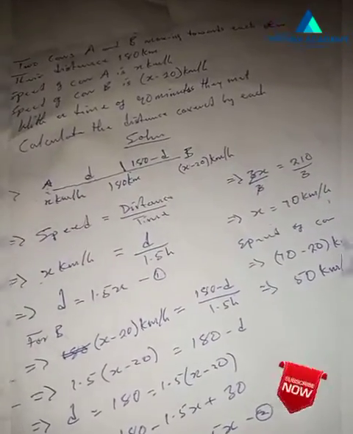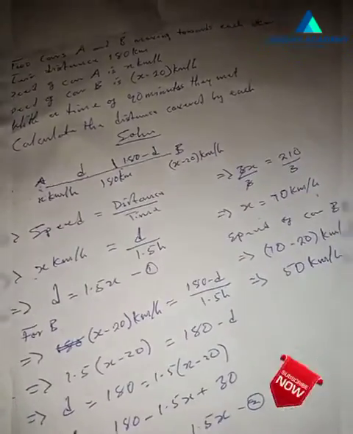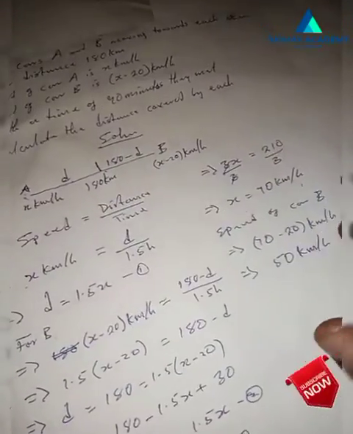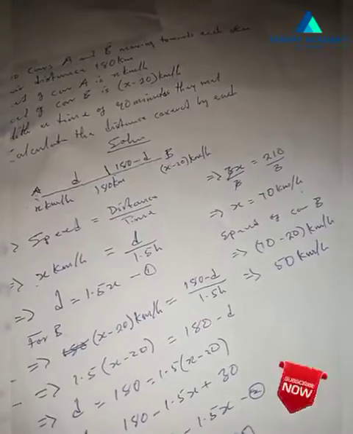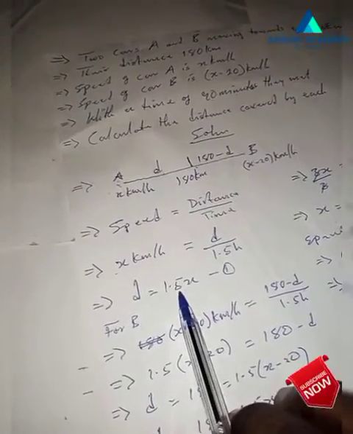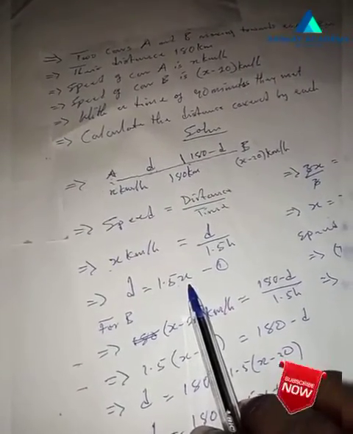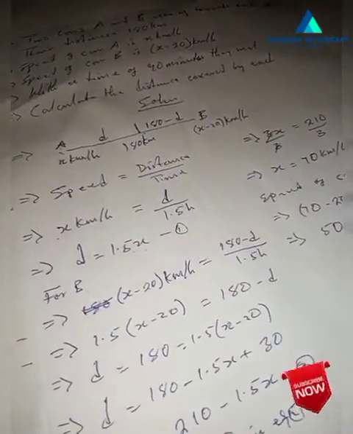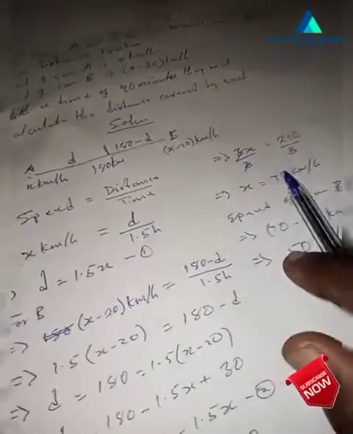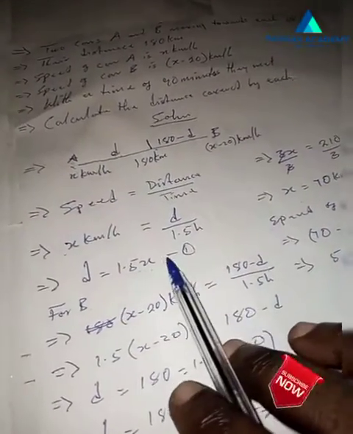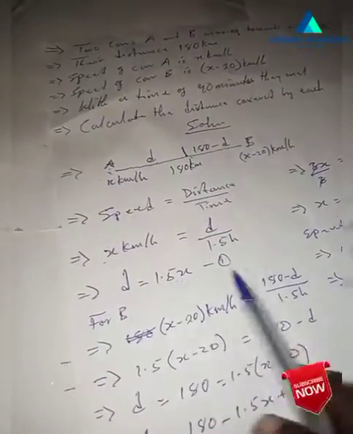So you can see that car B was moving with a speed of 50 kilometers per hour, whilst car A was moving with a speed of 70 kilometers per hour. So the distance covered by each will not be the same. So let's look at the distance. Here we know that distance equals 1.5 times x. And we know that our x over here is 70 kilometers per hour. So we just put x over here so that we can find d.